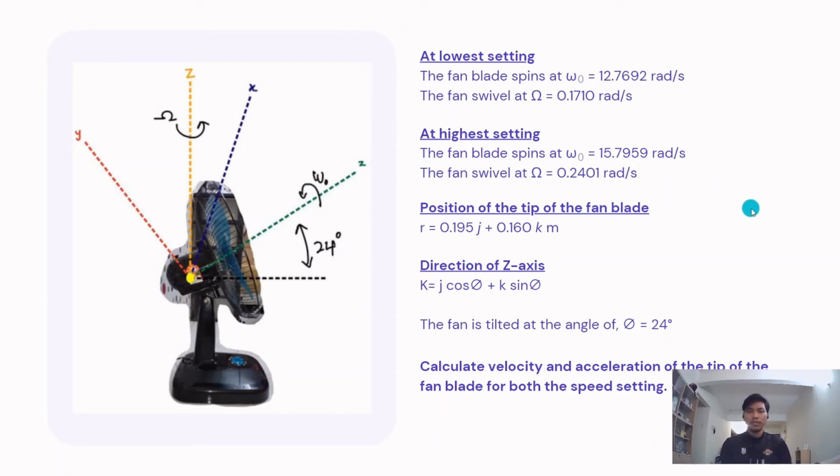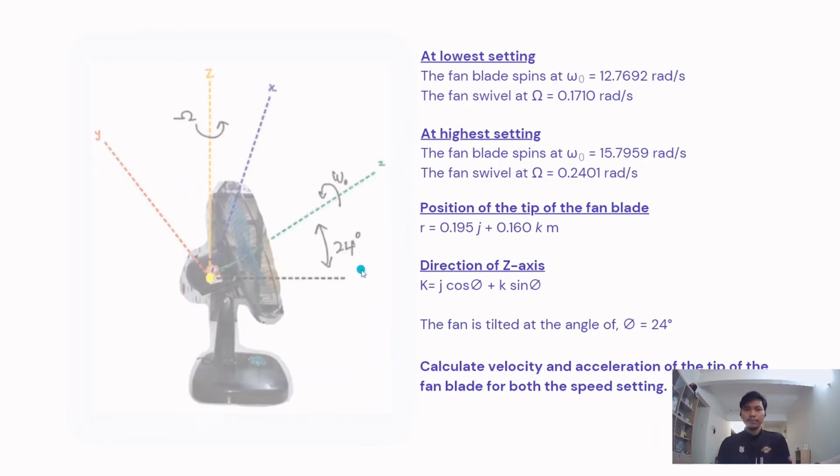To start, I will show you some of the information that we get from the previous calculation made by my group. This is the position vector of the tip of the fan blade from the center of the fan. And this is the direction of the z-axis. The fan is tilted at an angle of 24 degrees.